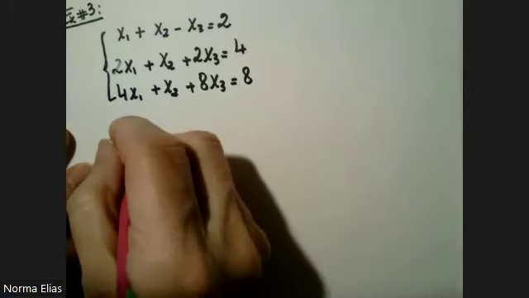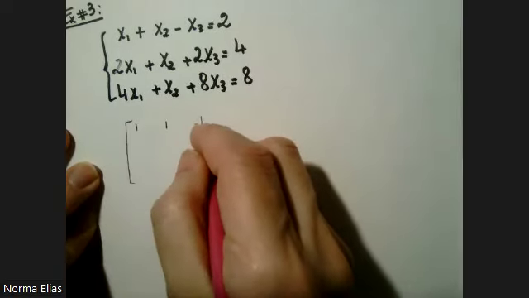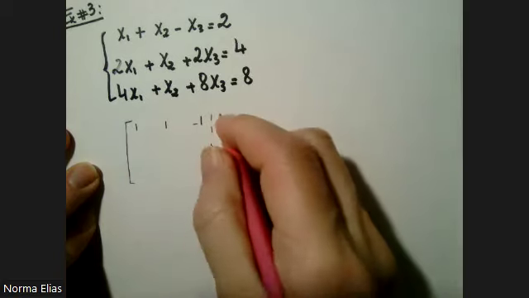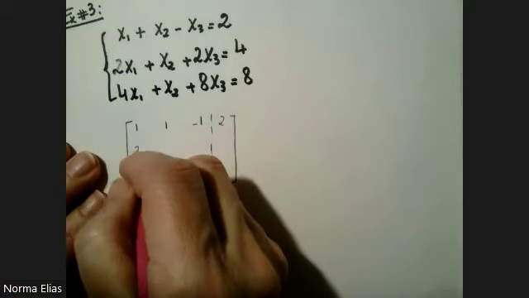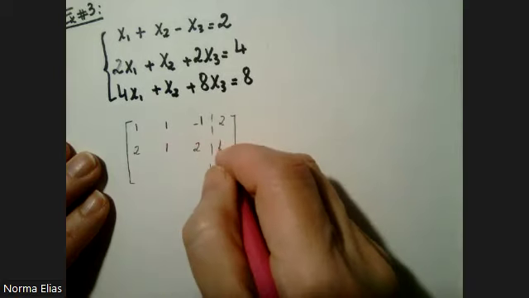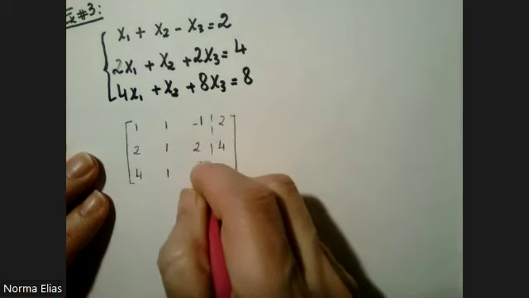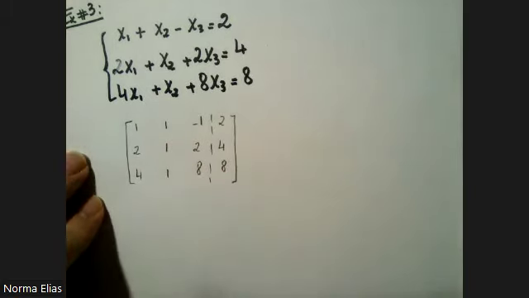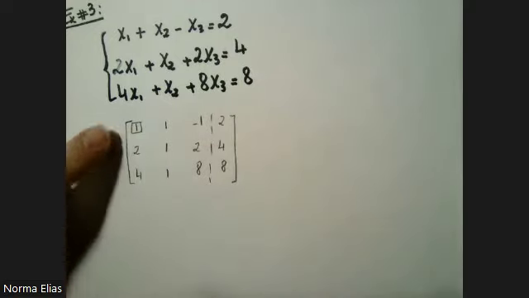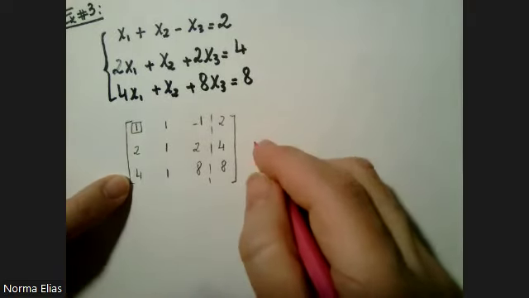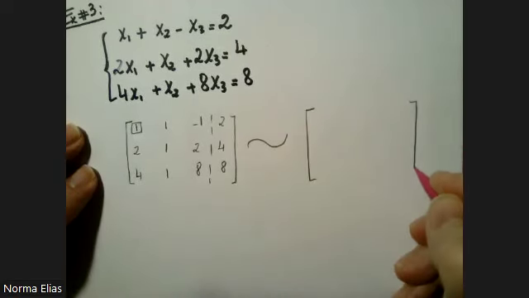I have to use a pencil because I make mistakes. So this is my system: 1, 1, minus 1, 2. And 2, 1, 2, 4, and 4, 1, 1, 8. As I said, if I make any mistake, please let me know. So this is my leading 1 right here. I'm going to create a 0 here and a 0 here, and I will do exactly what I did last time. I'm going to do 2 operations at once.